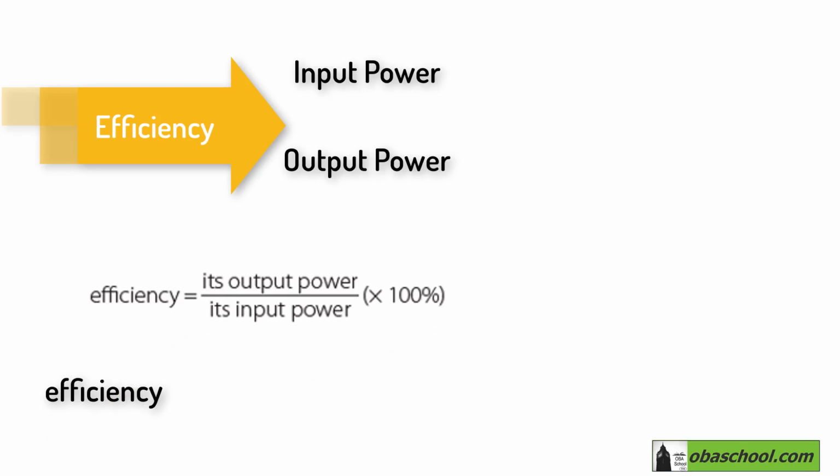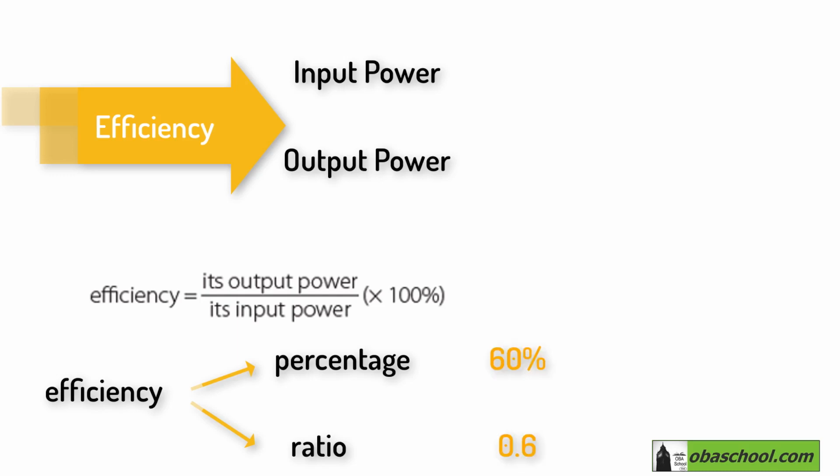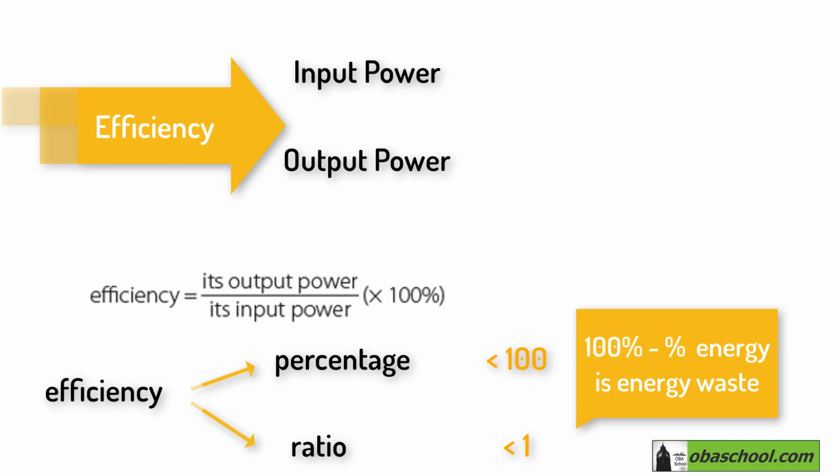Now the efficiency values can be expressed as a ratio or a percentage. For example, if the answer is 60%, it is equivalent to a ratio of 0.6. And the percentage efficiency is always less than 100%, or less than 1 as a ratio. The difference between the percentage efficiency of an appliance and the 100% tells you the percentage of the energy supplied that it wasted.